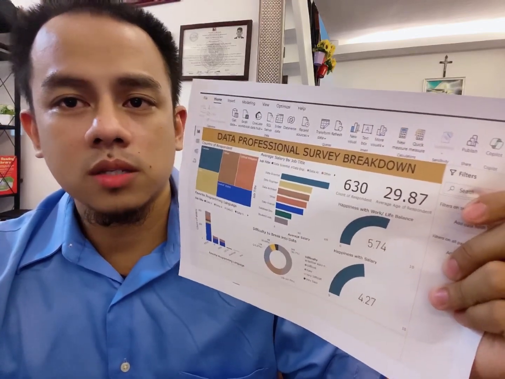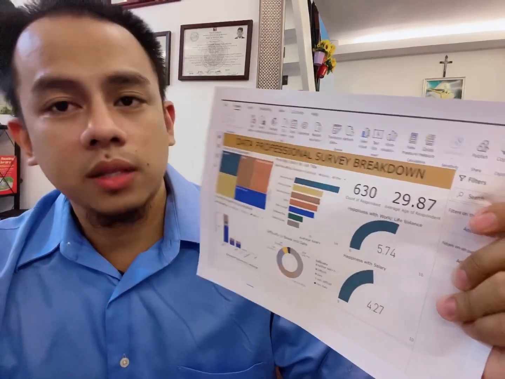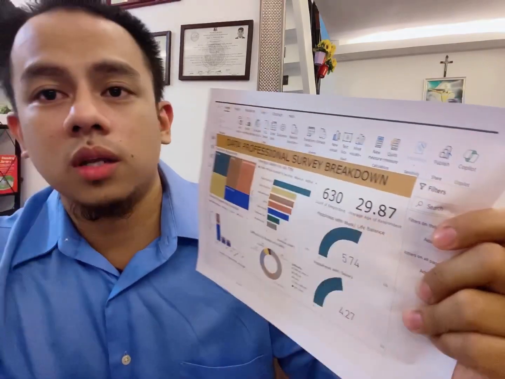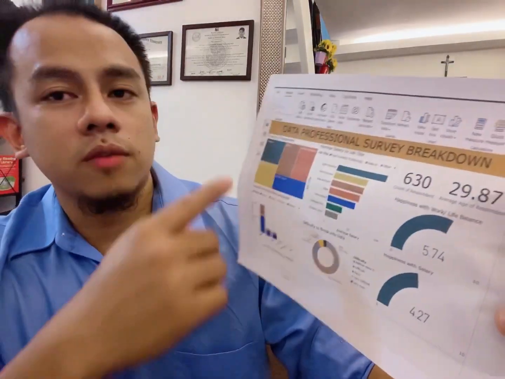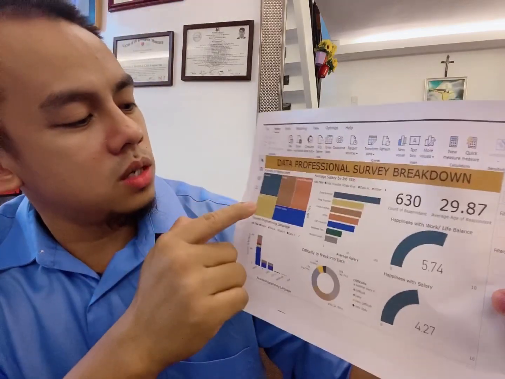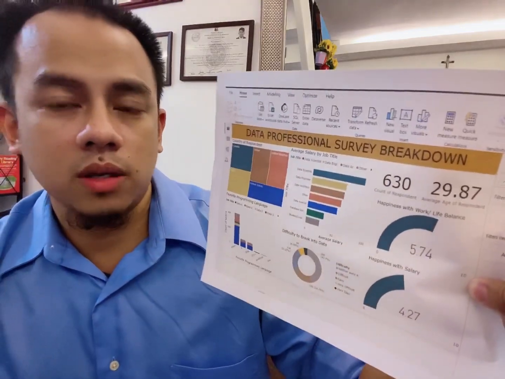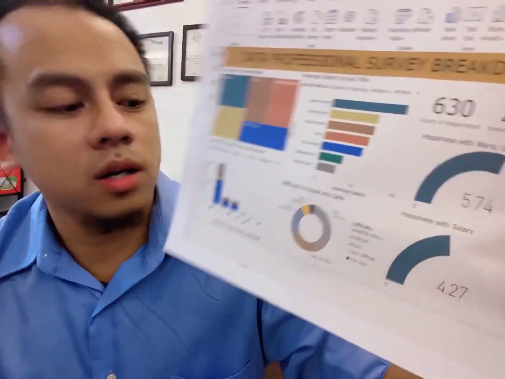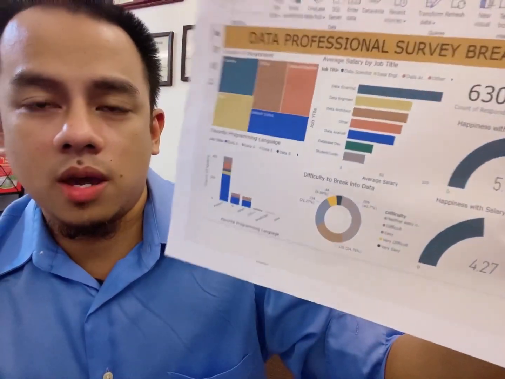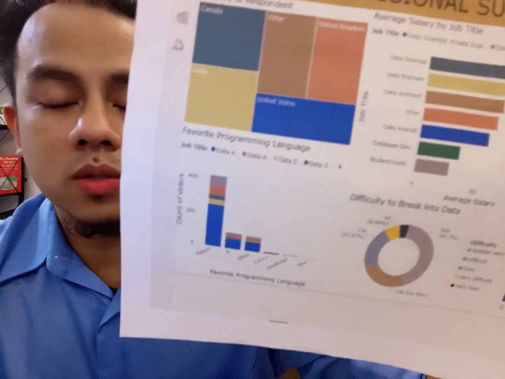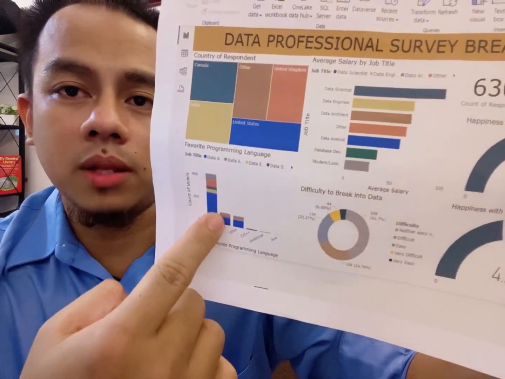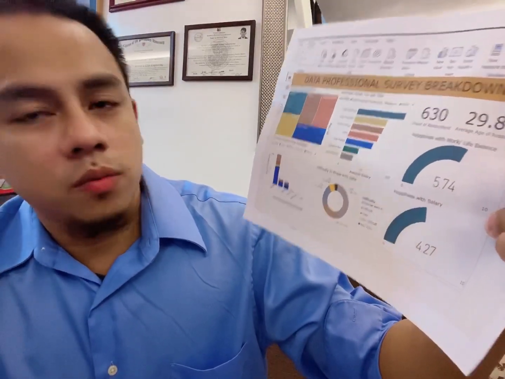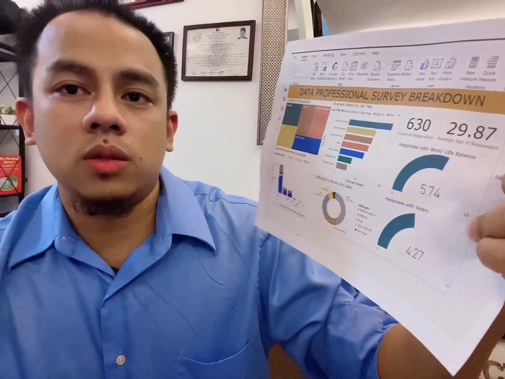In this project, there are 630 respondents, averaging an age of 29 to 30 years old. The country of the respondents is here in the tree map. As you can see, there are 5 countries that we surveyed. Next, we asked them regarding their favorite programming language, and the most favorite programming language of these respondents is Python.